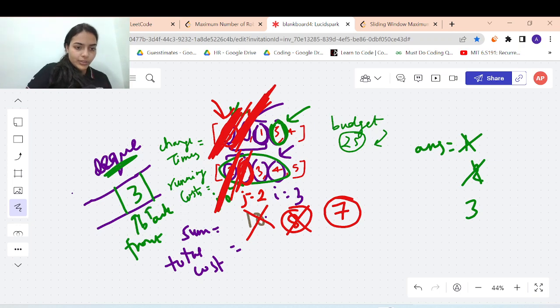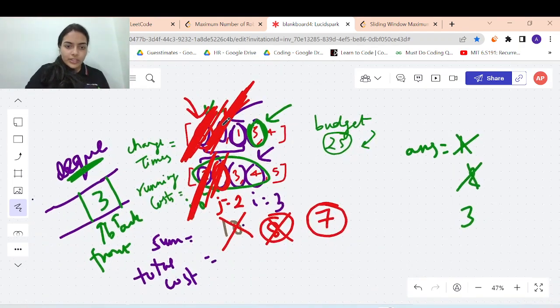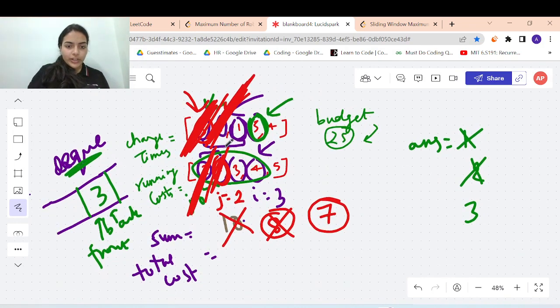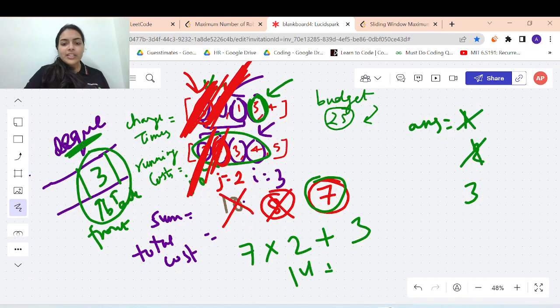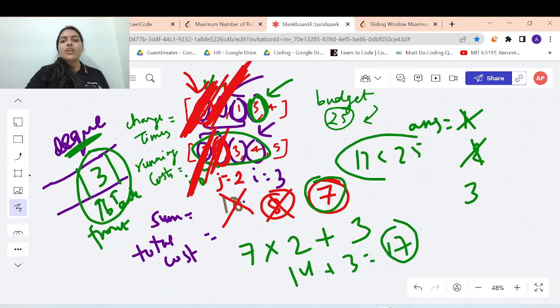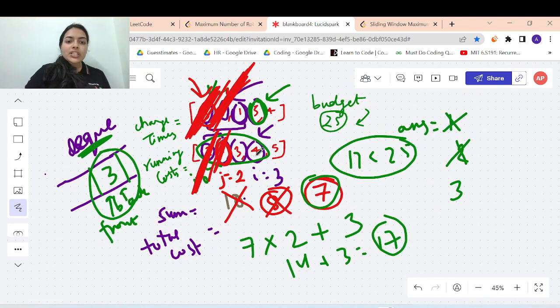Pointing to the same element. Okay, doesn't matter. So now this is our array. We have only 2 elements. And what is the sum? Sum is equal to 7. We have 2 elements. And what is the maximum? Get it from the DQ. Maximum is equal to 3. 14 plus 3 is equal to 17. Now 17 is less than 25, right? So 17 is less than 25, which is acceptable. It is within budget.